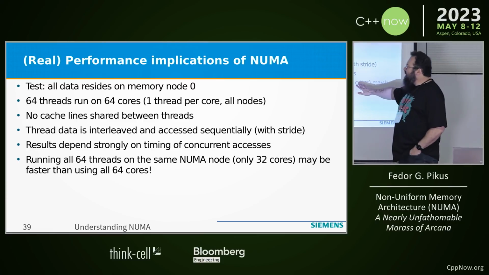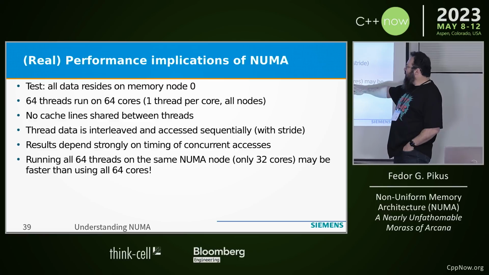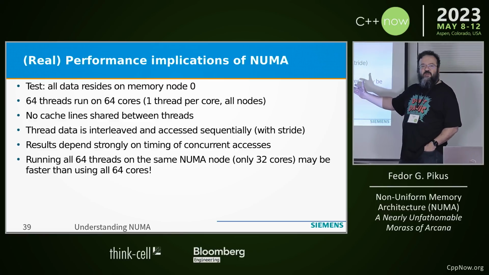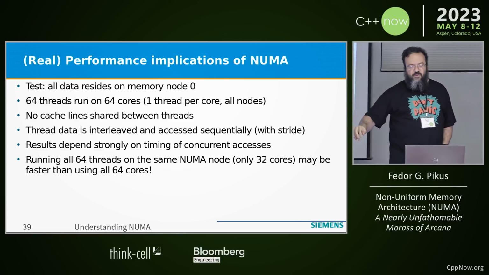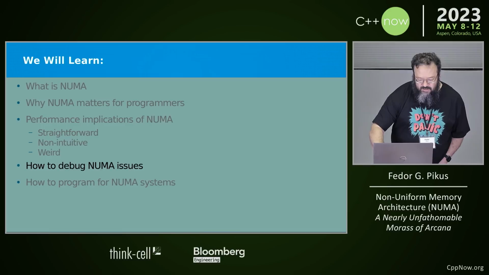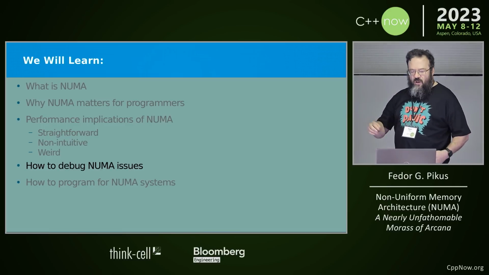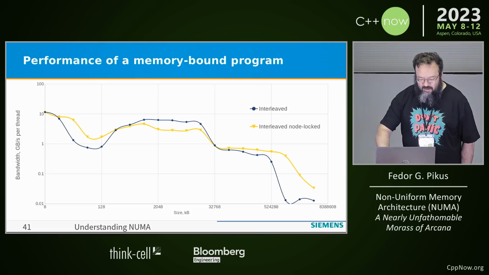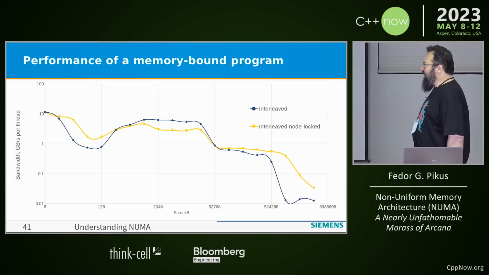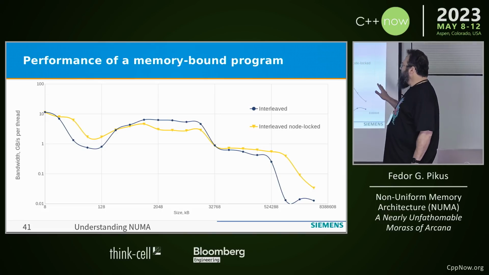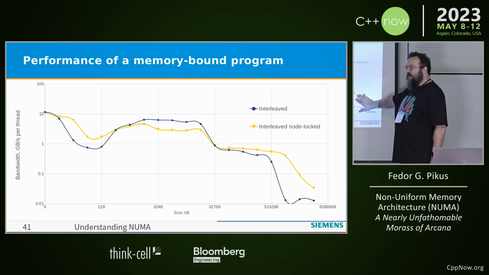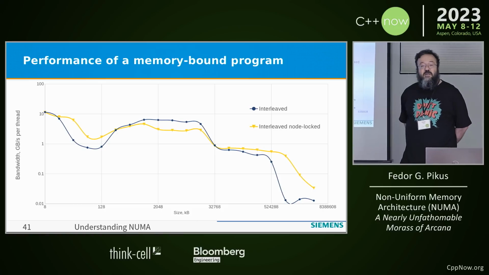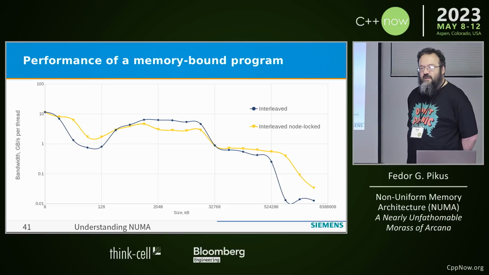So in this case, running all 64 threads on the same node with 32 cores, which means each thread gets 50% of the CPU time, is faster than running one thread per core. Okay, and now we're jumping straight into how to debug NUMA issues. I'm going to show you a very simple technique for debugging NUMA issues, and this is the technique I used to get this plot.